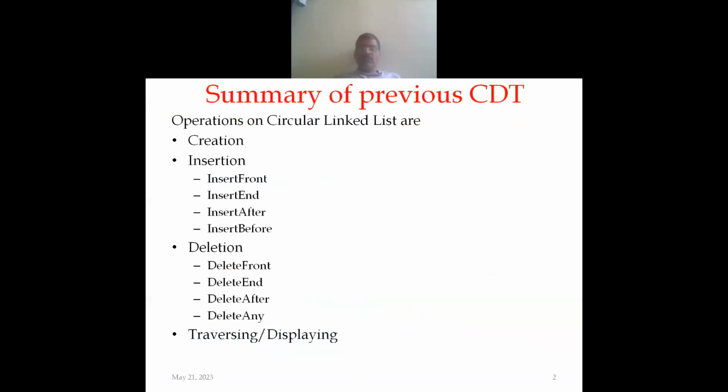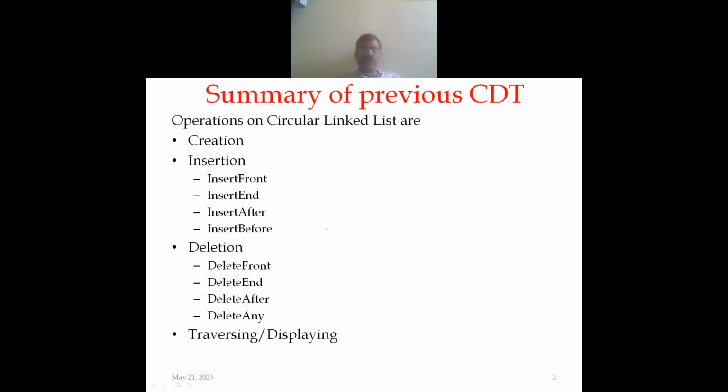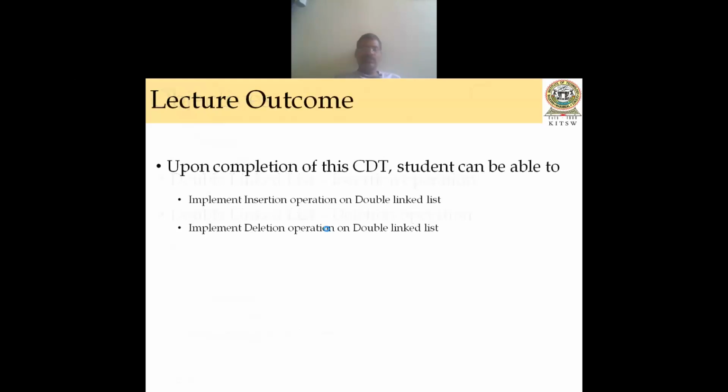In the previous classroom discussion topic, we discussed operations on circular single linked list like creation, insertion, deletion, and traversal operations. Now today, the objective of the session is double linked list and their operations like insertion and deletion operations, traversal, and all the various operations we have discussed for the single linked list, we are going to discuss for the double linked list also.